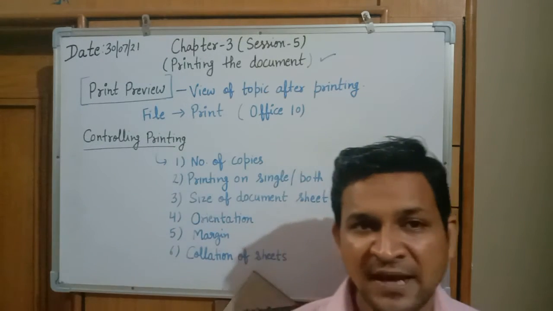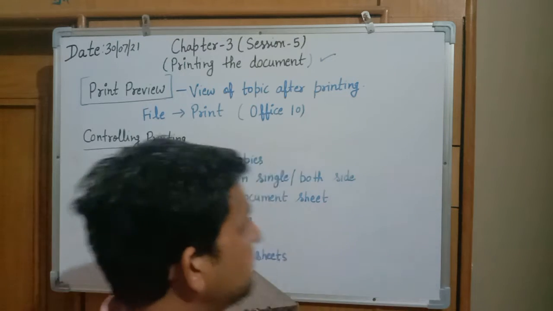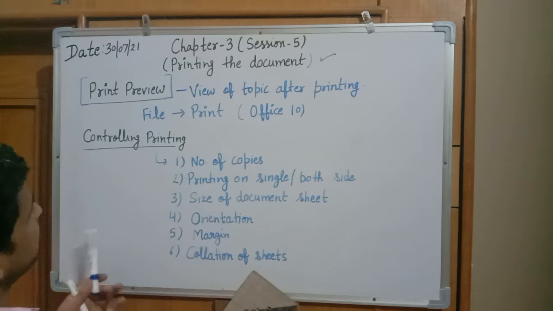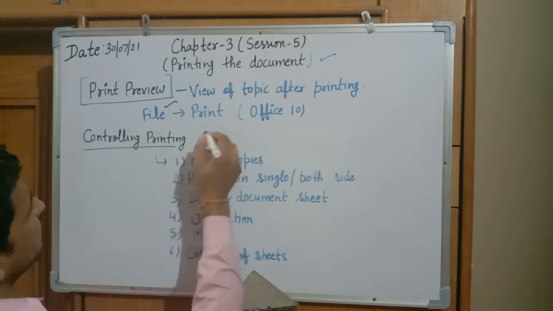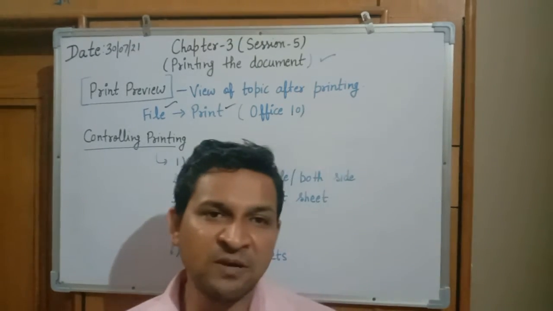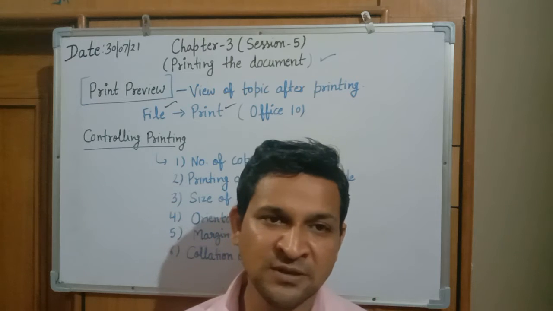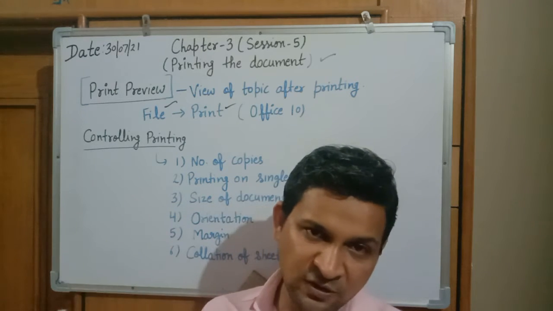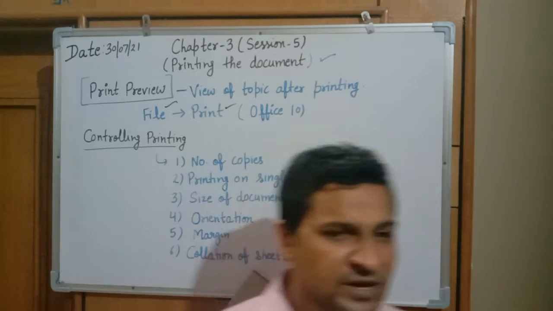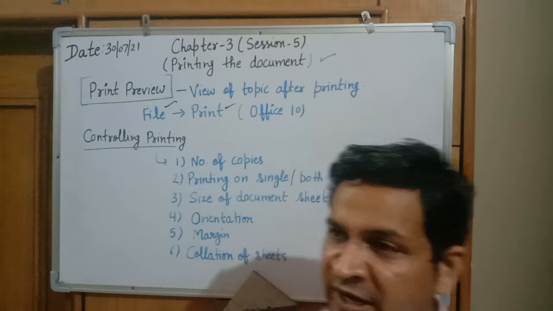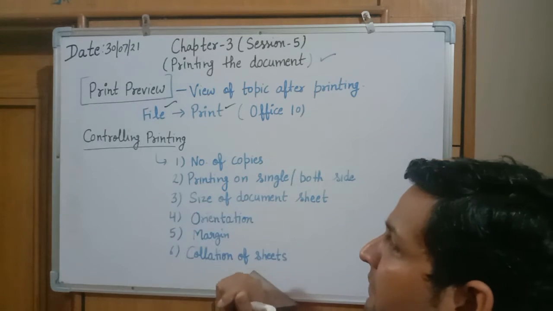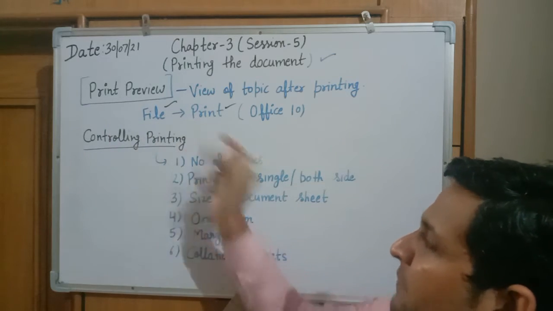Basically, if we are using MS Office 10, this option is available under the File and Print option. A user will click on the File button. Afterward, in File, it will select the Print option. In the Print option, a print preview will be displayed: how much space is given for the left side, the right side, the top position, and the bottom position. So an actual view of the document will be displayed before printing, showing how it will look after printing. That is known as print preview, and we can see it by the File and Print option.